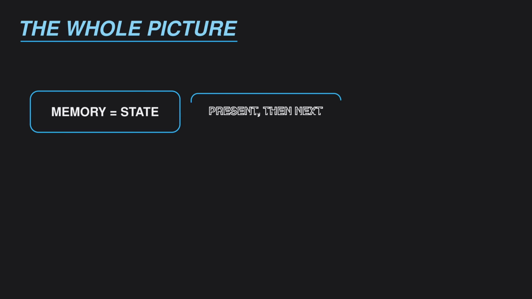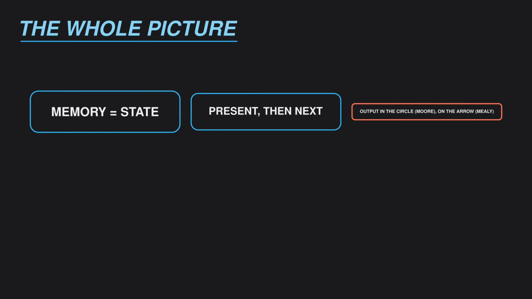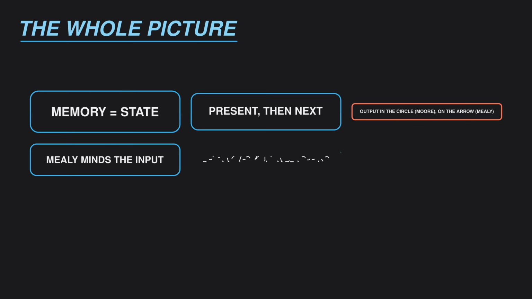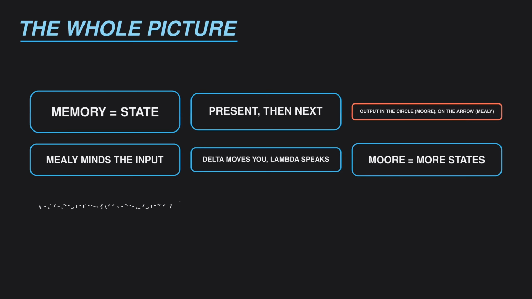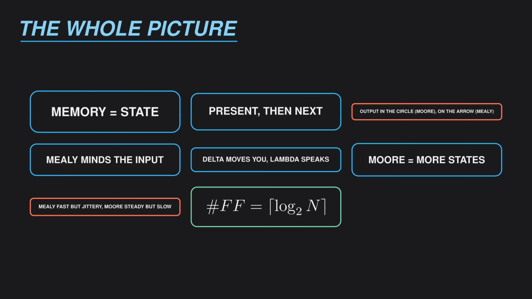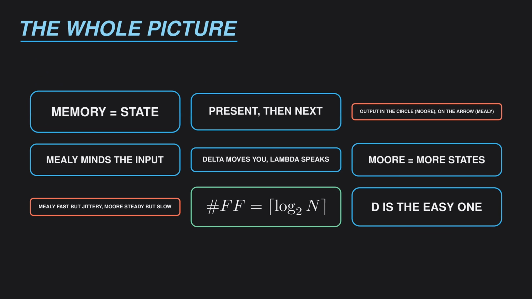Now let me give you the phrases to carry into the exam. Listen for them. Memory equals state. Present, then next. The output is in the circle for Moore and on the arrow for Mealy. Mealy minds the input. Delta moves you. Lambda speaks. Moore equals more states. Mealy is fast but jittery, while Moore is steady but slow. The number of flip-flops equals the log base 2 of the number of states, rounded up. And D is the easy one. Master those phrases and the worked pipeline, and you can solve essentially any finite state machine question on an exam.